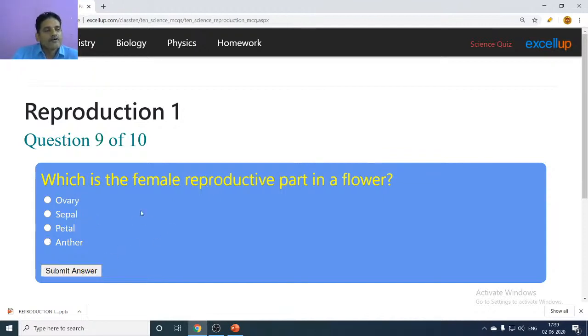Next, which is the female reproductive part in a flower? Ovary, sepal, petal, anther. So you have to select the right option. Yes, A is the right answer. The female reproductive part is ovary.